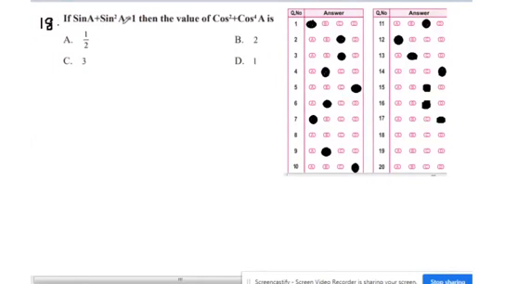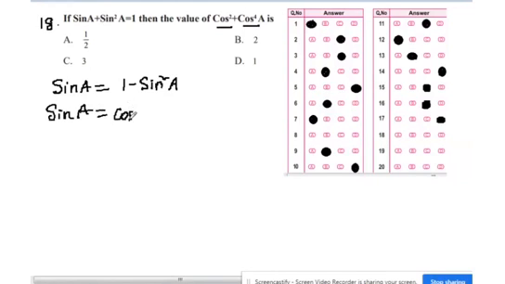18th question, if sin A plus sin square A is equal to 1, then we have to find the value of cos square A plus cos to the power of 4A. So from the given condition, I will write sin A is equal to 1 minus sin square A. Sin square A moves to the other side, it will become minus sin square A. Based on the first identity, I am writing 1 minus sin square A as cos square A. We all know that identity 1. Identity 1 is sin square A plus cos square A is equal to 1. So cos square A is equal to 1 minus sin square A. So in the place of 1 minus sin square A, I am replacing cos square A.